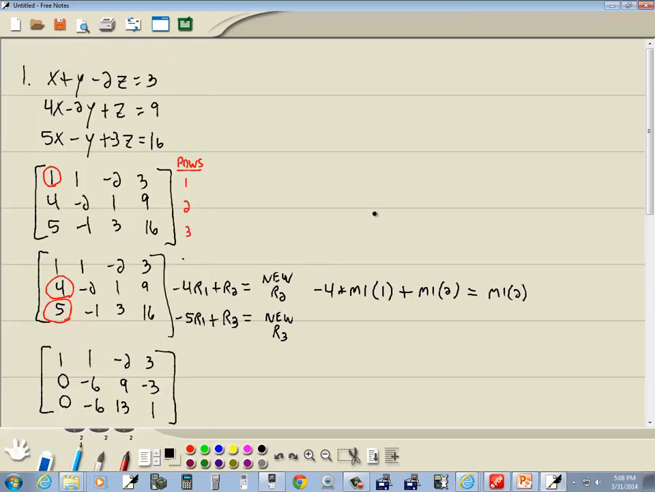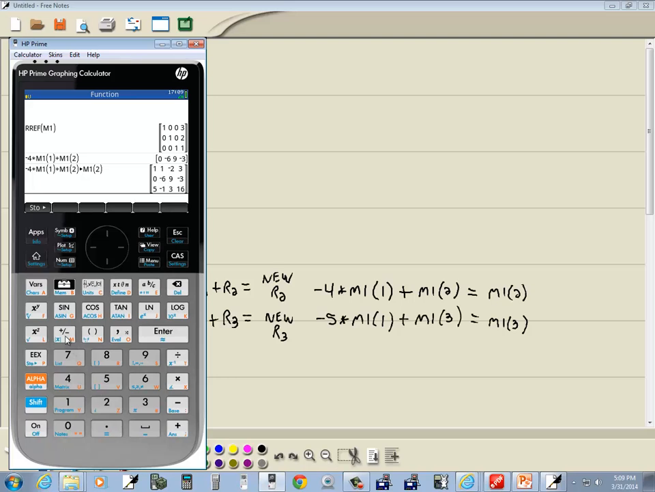Well, let's write down the next one, and then we'll enter it in. So I'm going to take negative 5 times row 1, and add that to row 3, and that's going to give us our new row 3. Okay, so I'm going to do negative 5 times row 1, so do alpha plus minus 1, parentheses 1, right arrow to get out of that, plus alpha plus minus 1, parentheses 3, right arrow. I'll do a store, so do shift EEX, and then I'll put it into M1, 3.